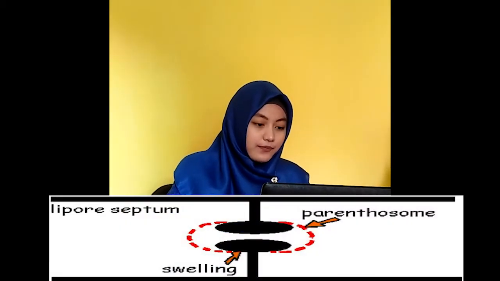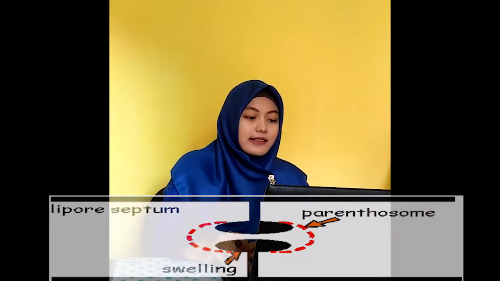Now, let's go to the third division. Basidiomycota. The characteristics are the hyphae are insulated or septate, has a dolipore septum, like this picture. And then the sexual spore is basidiospore. The asexual spore is conidiospore.